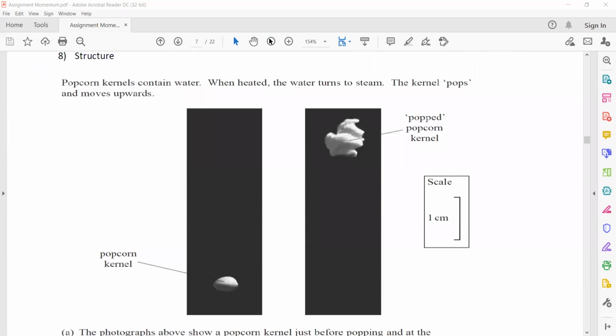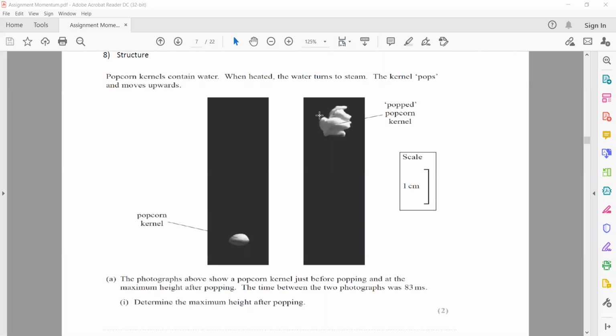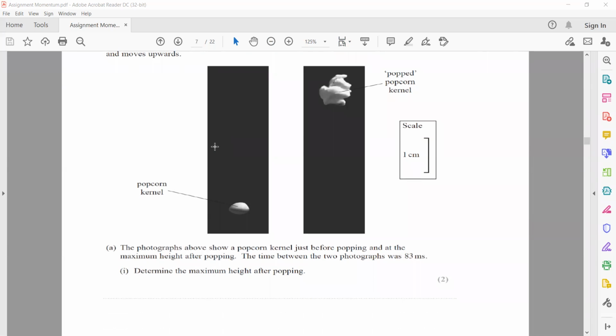In question 8, a popcorn kernel contained water. When heated, the water turned into steam and the kernel pops and moves upward. So if the kernel pops and is moving upward, then the steam, the water particles, will move downward, because if initial momentum is 0, the final momentum is also 0.